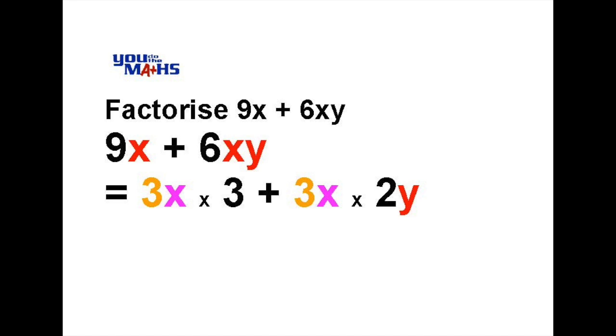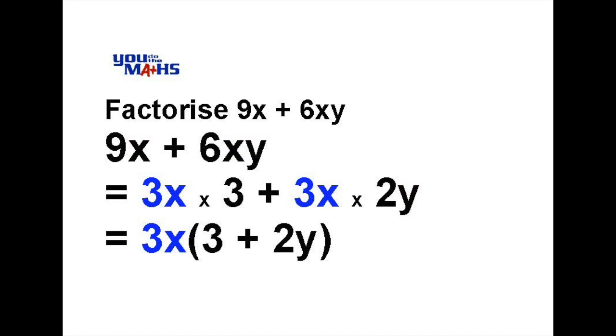What we've got now though is a common term to both of the original terms, that's 3x. So we'll take it outside and leave 3 plus 2y in brackets. And we can do that in one line once we get better at it. So that's our factorised form.